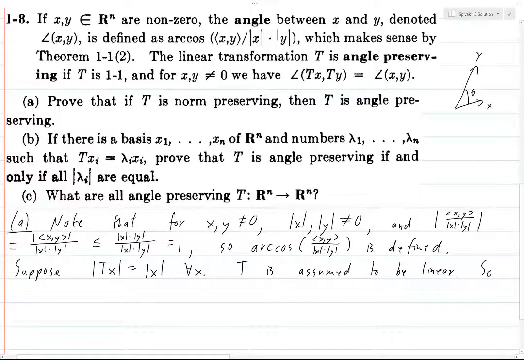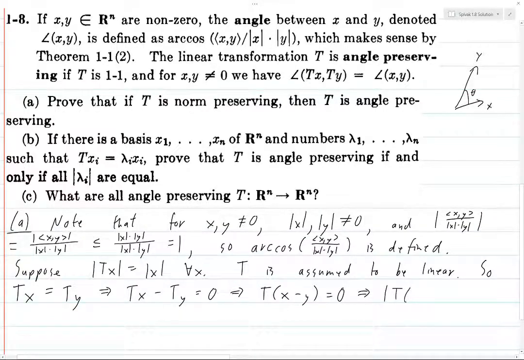So if we look at two vectors x and y, and we suppose that Tx equals Ty, then we just subtract the Ty to the other side and we get this. And then by linearity, this is just T of x minus y equals 0. And so if this vector is 0, then its norm is 0. By the way, this is the 0 vector here. And so the norm of the 0 vector is 0.